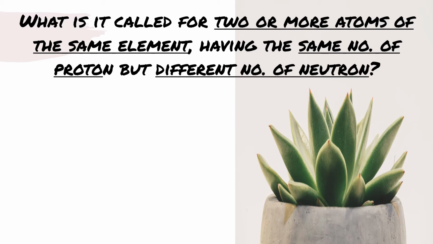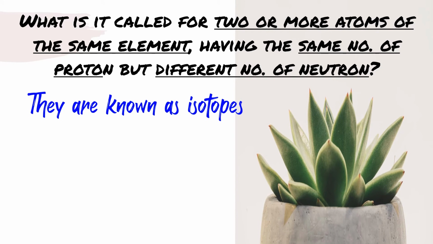What is it called for two or more atoms of the same element having the same number of protons but different number of neutrons? Yes, they are known as isotopes.